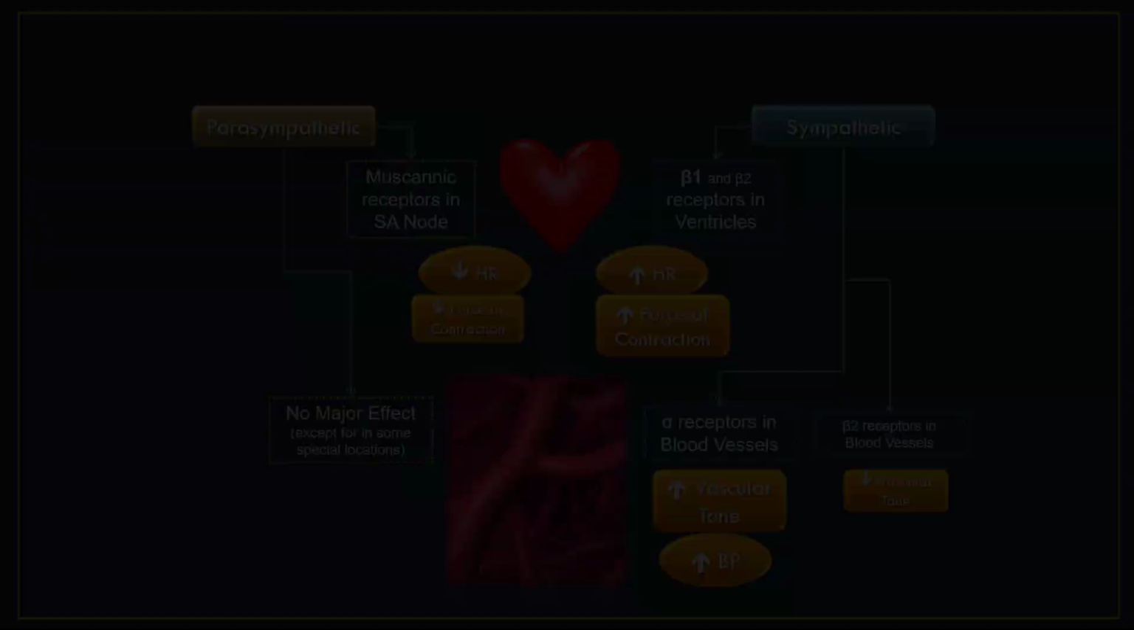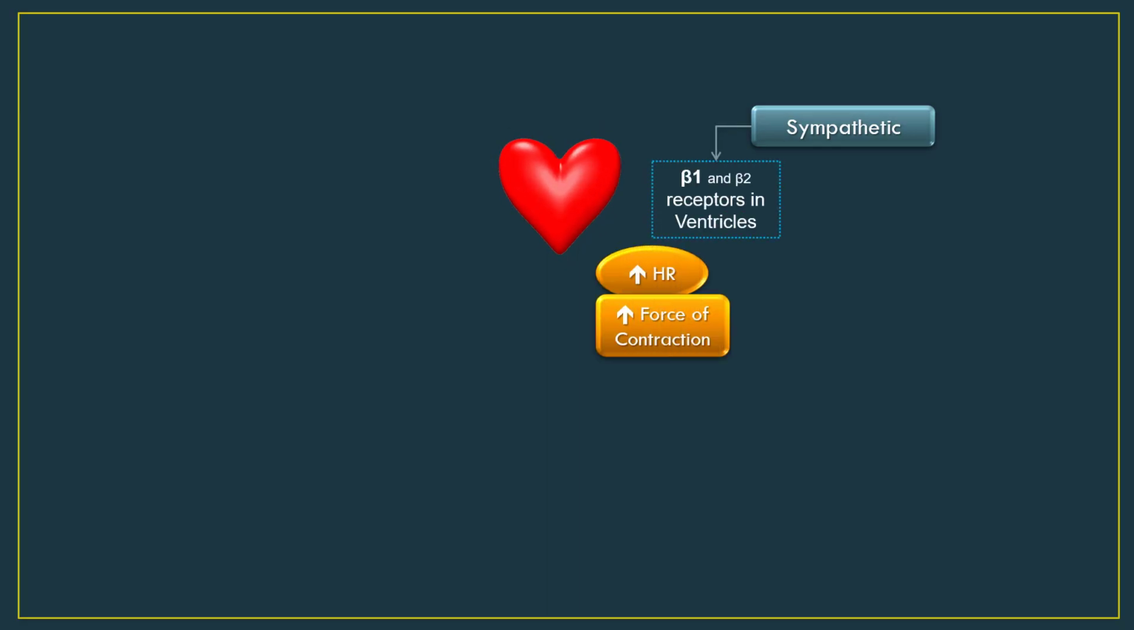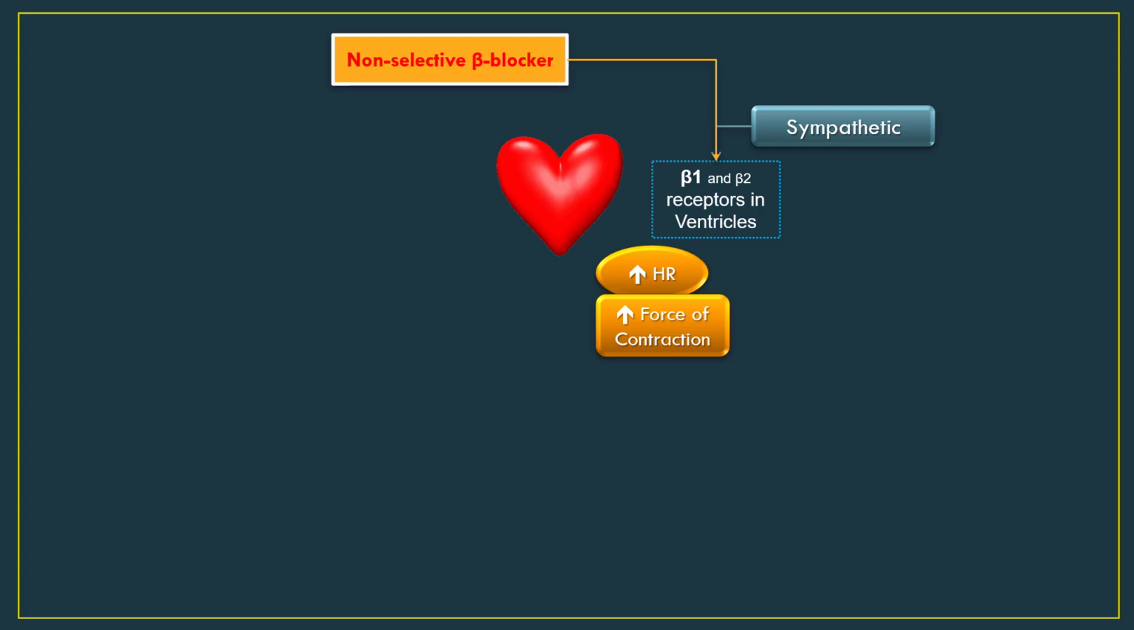Now, there is a patient where heart rate is high and we want to bring the heart rate down. What can we do? We can block the beta receptors, right? We can give a non-selective beta blocker. When it blocks beta 1 and beta 2 receptors in the ventricles, heart rate will come down, force of contraction will also come down. All right?